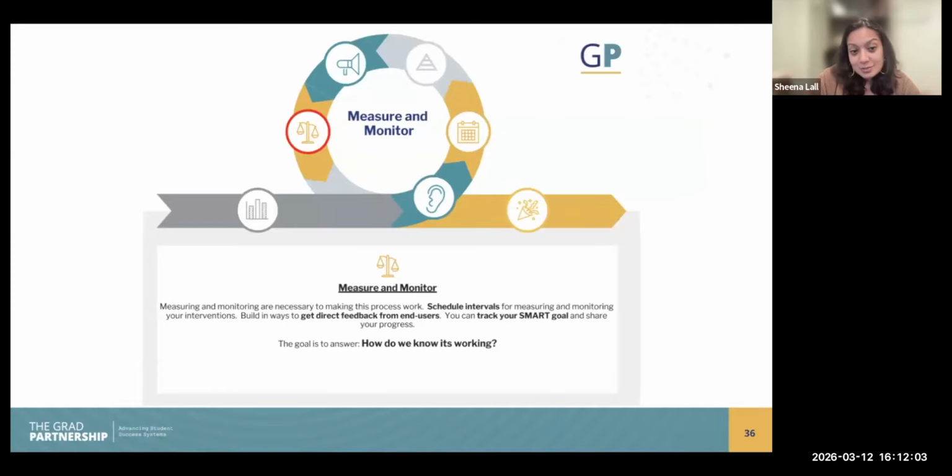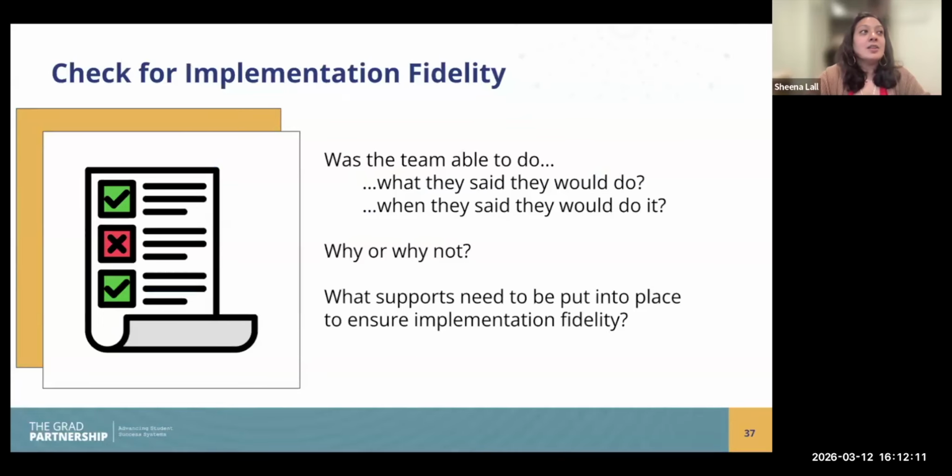Our next step is measuring and monitoring. And all we're asking here is, how do we know if this is working? There are two things that we have to check for. The first is implementation fidelity. We might say, is this intervention working? No, there are not more students coming on time, but we have to pause first and take a look at our team. Was our team able to do what they said they would do? And were they able to do it when they said they would do it?